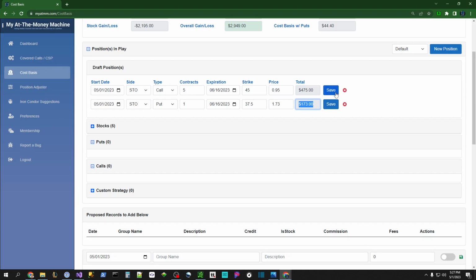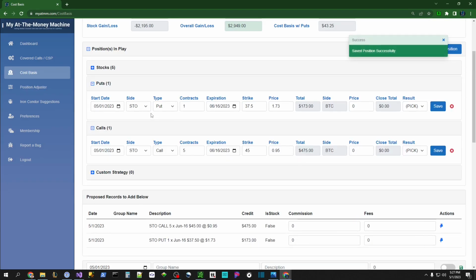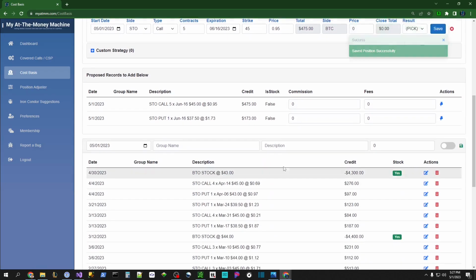So we're going to click save on the call, and it's going to move from the draft down into the call group, and then we'll click save on the put, and it'll move down to the put contract. So here we go. Click save, and you'll see that move down to the calls. Click save on the put, and now that's retained in the puts. And when we did that, it moved down the proposed records down here.